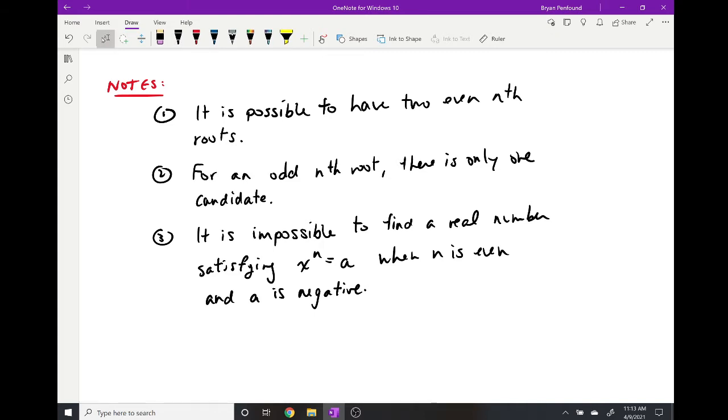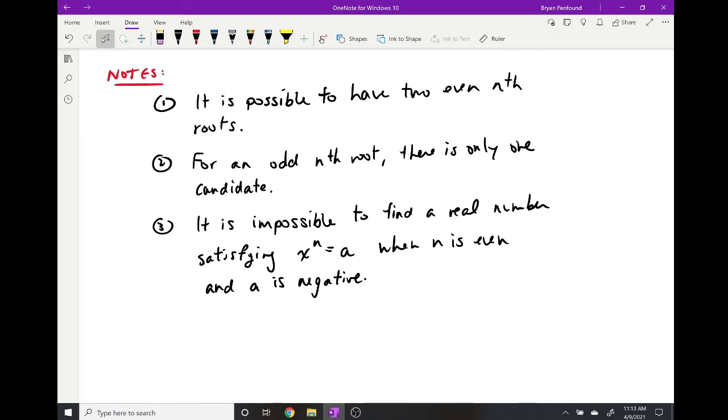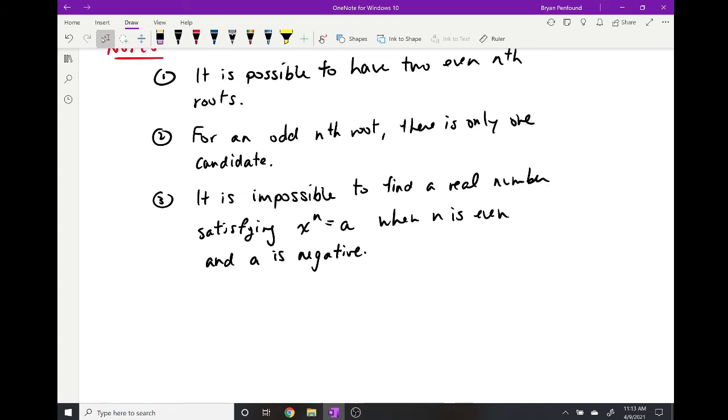Now let's look at something that does come up every once in a while, and that is the case where we're talking about an even nth root. So here the power of x is going to be even, and the resulting number is a negative number. So a here is going to be taken to be a negative number. So let's take a look at something like x squared is equal to negative 16. So we're taking an even power and a negative a.